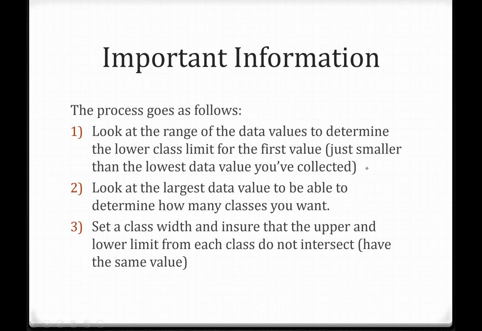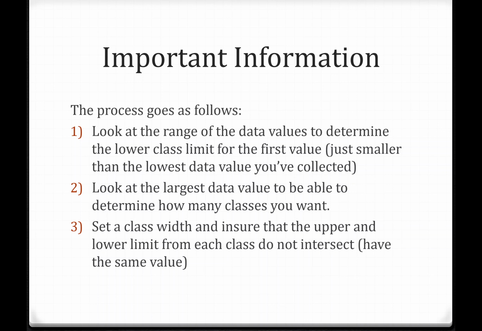Important information. The process goes like this. Look at the range of the data, which is the highest data value, from which you subtract the lowest data value. That will give you a better estimate of how big your width for each class should be. If you look at that range and then decide how many classes you want, you can simply divide by a number. Usually we use 5 or more classes for any data, or maybe even 4. 4 or more is probably good.